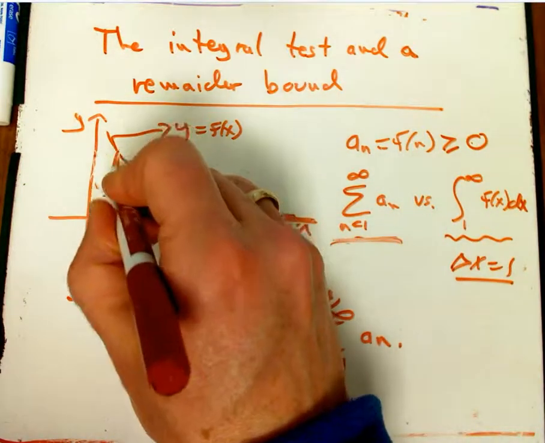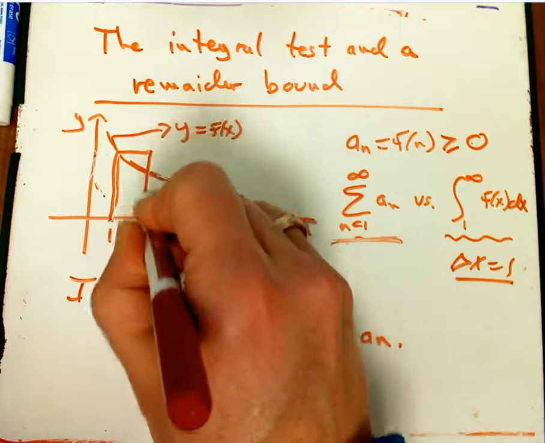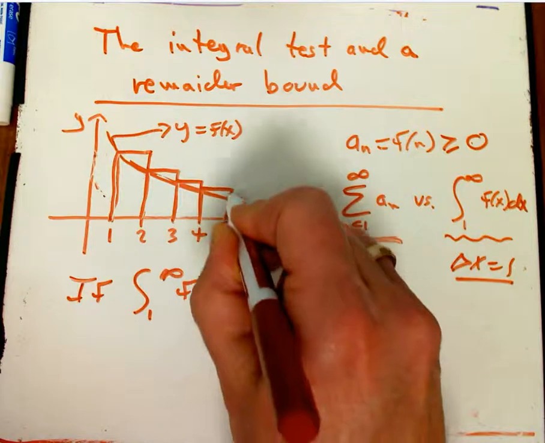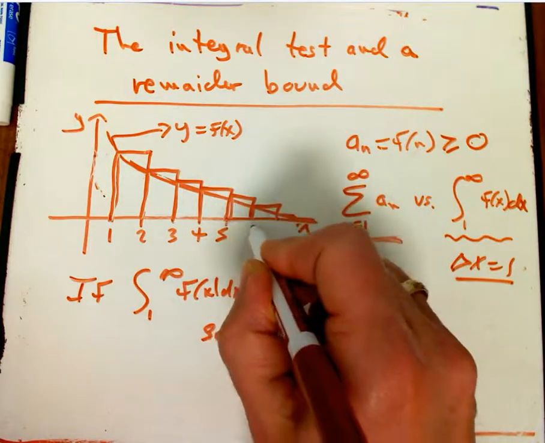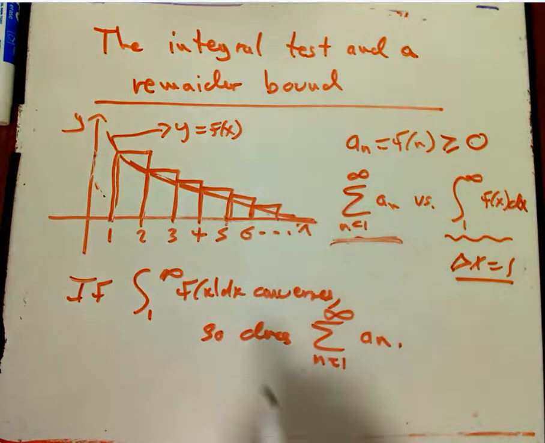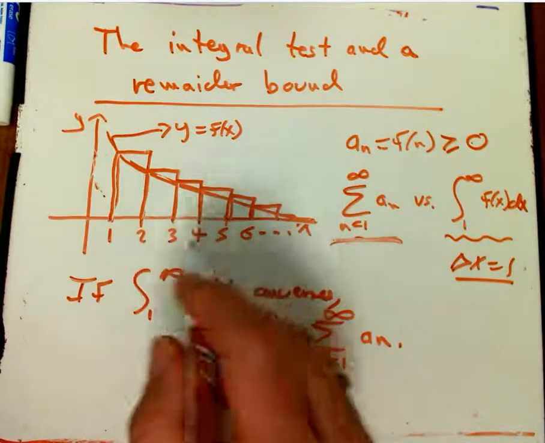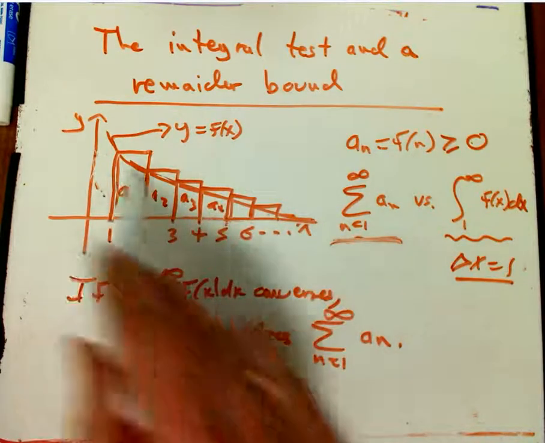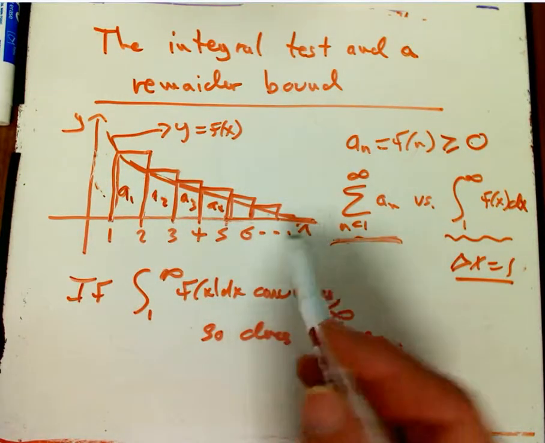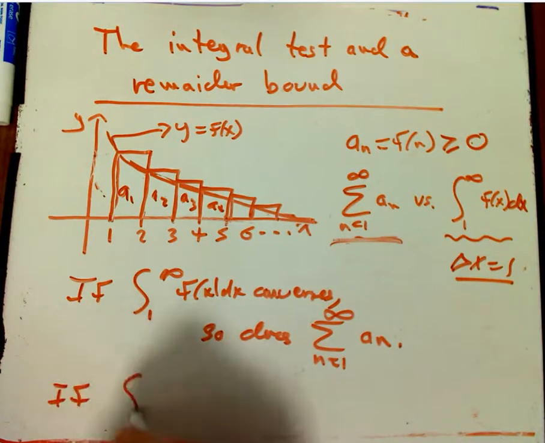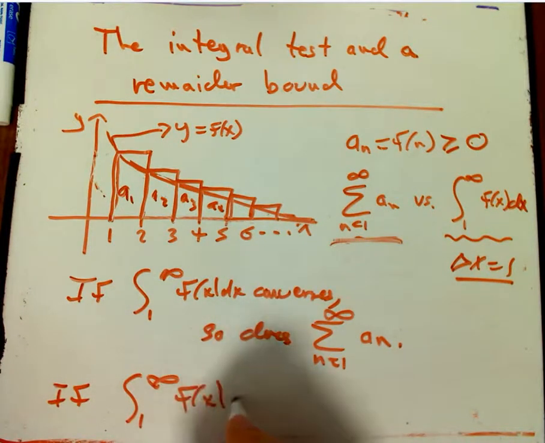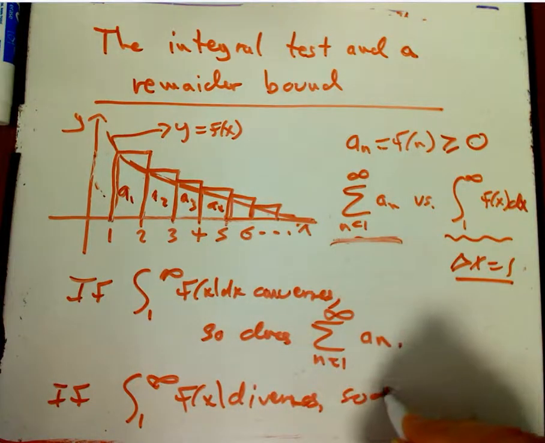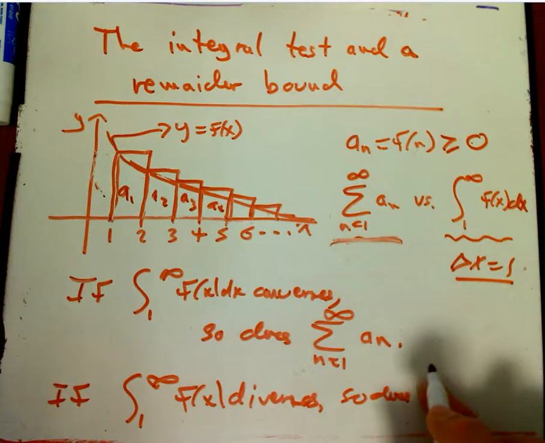So that's where I take the number a1 and I make this rectangle. And I take the number a2 and I make this rectangle. a3 is this rectangle. And suddenly, oh my gosh, we're going to have something where now a1 plus a2 plus a3 plus a4 is bigger than the integral. And so if this integral diverges, so does the sum of a sub n.